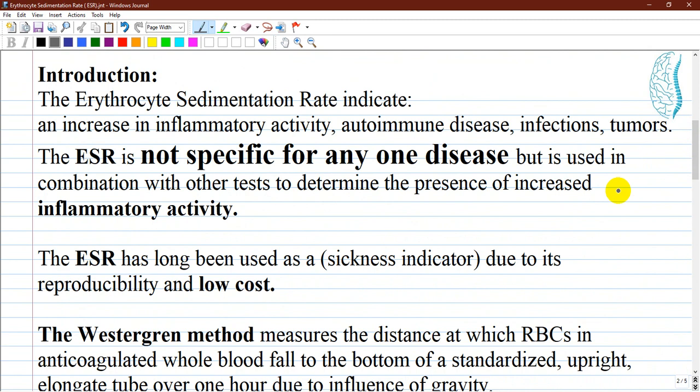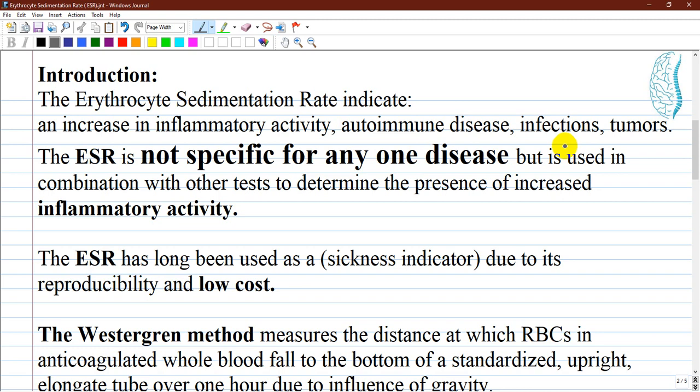As an introduction, the erythrocyte sedimentation rate, also known as sedimentation rate, SED rate or ESR, is a common hematology test that may indicate and monitor an increase in inflammatory activity within the body caused by one or more conditions, such as inflammatory activity, autoimmune disease, infections, or tumors. The ESR is not specific for any of the diseases, but is used in combination with other tests to determine the presence of increased inflammatory activity.